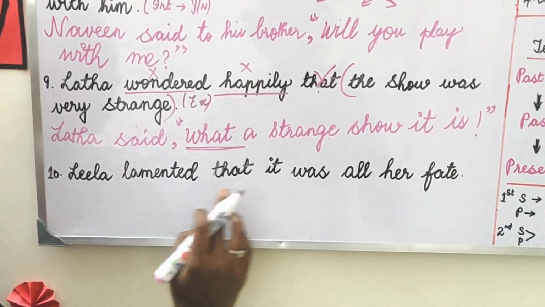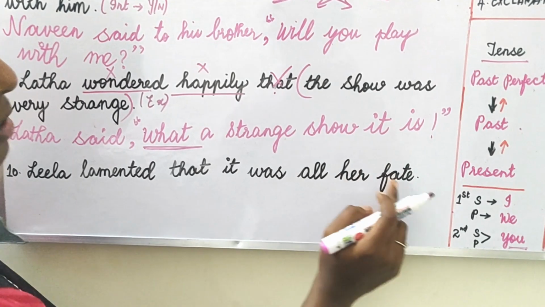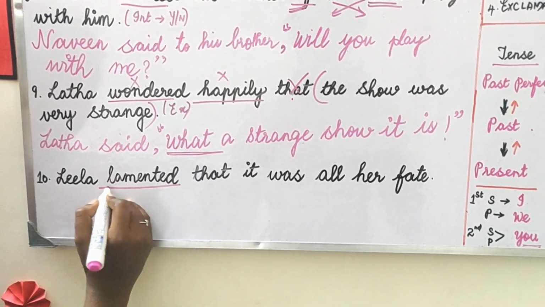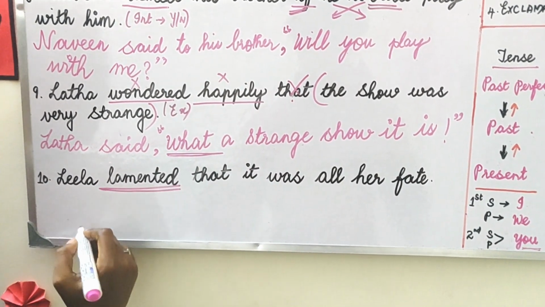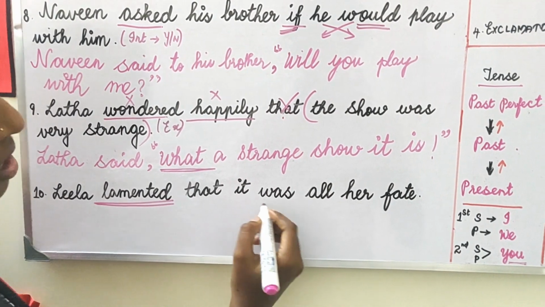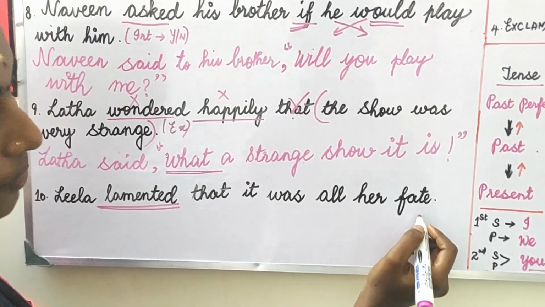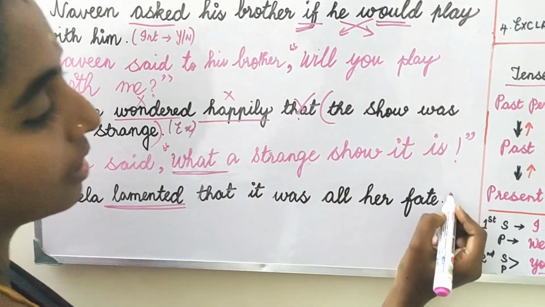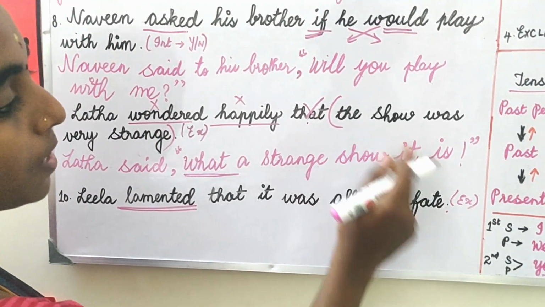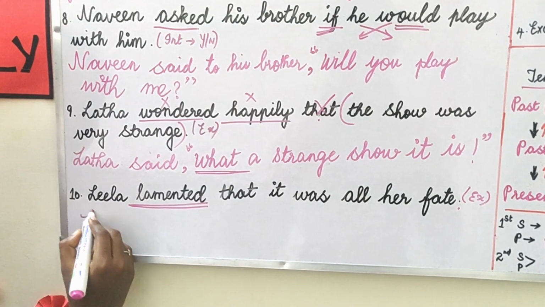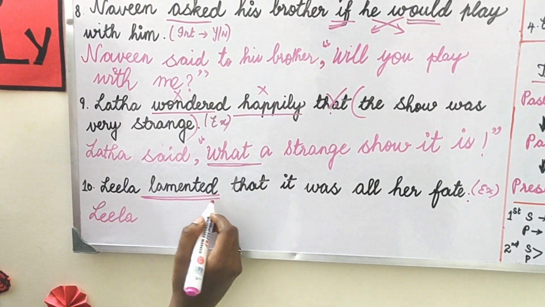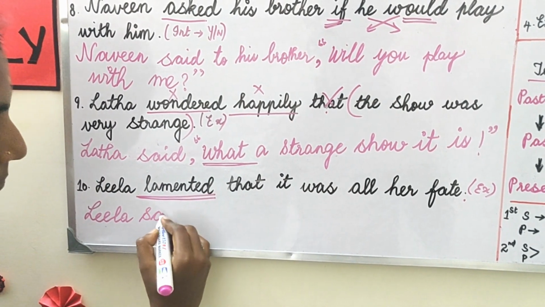Leela lamented that it was all her fate. Leela lamented. Lamented means a sad feeling, similar to crying. So what is she saying? It's all her fate. So we have understood that it is exclamatory sentence and it is a sad sentence. This is happy one and this is sad one. So let's see how it has to be changed. Leela lamented is here, no, just said.